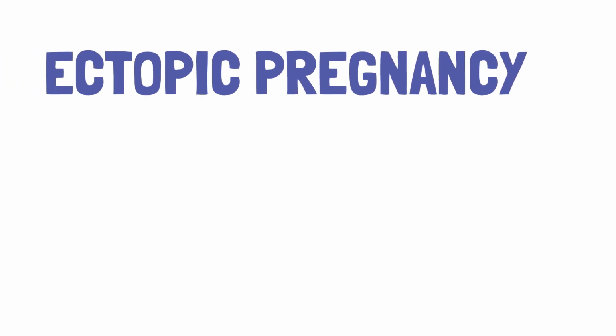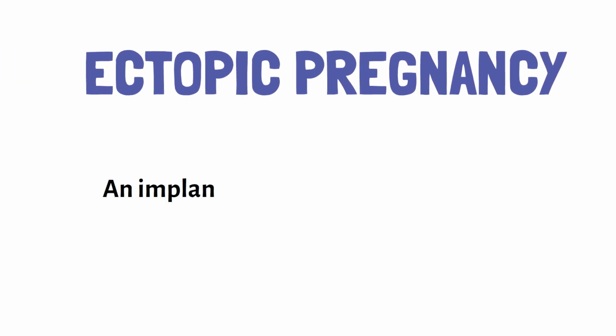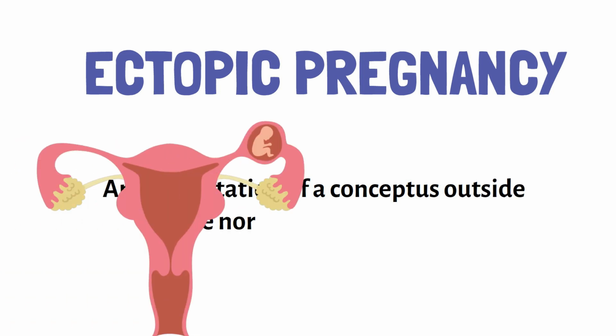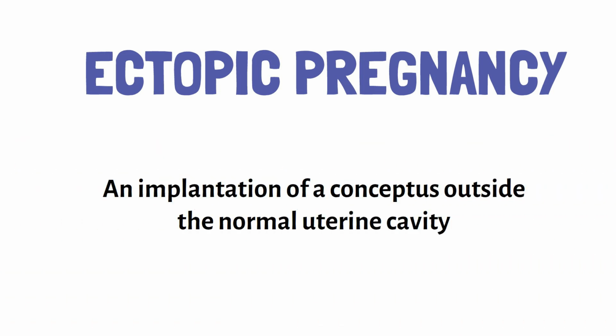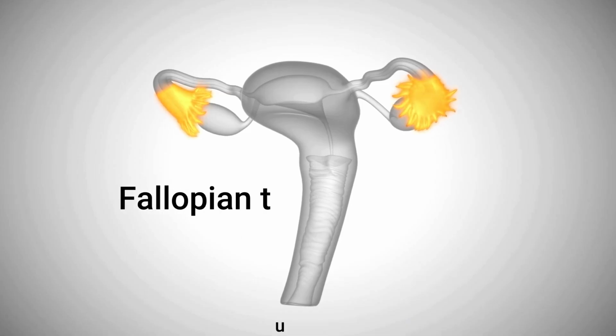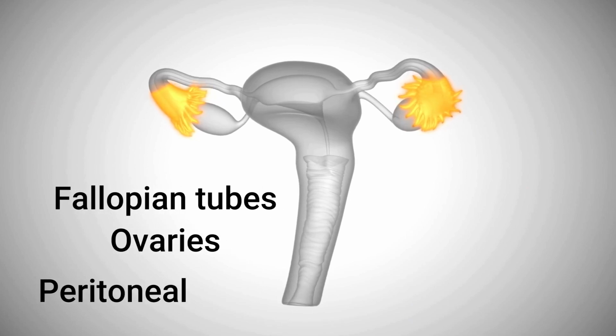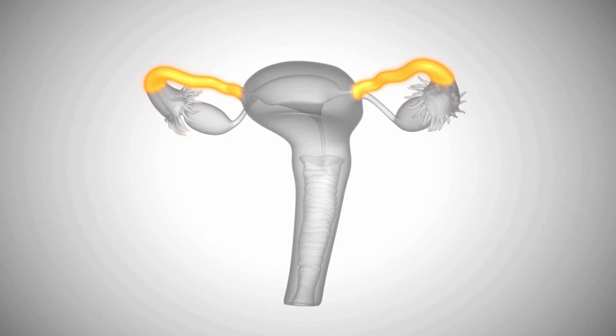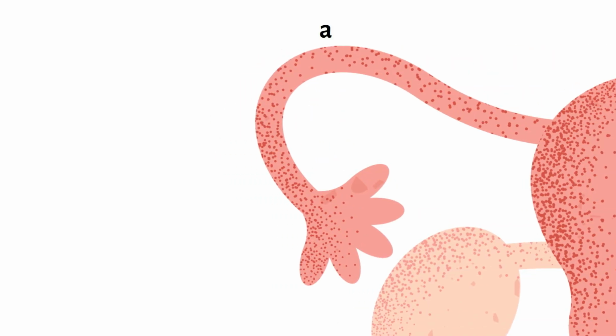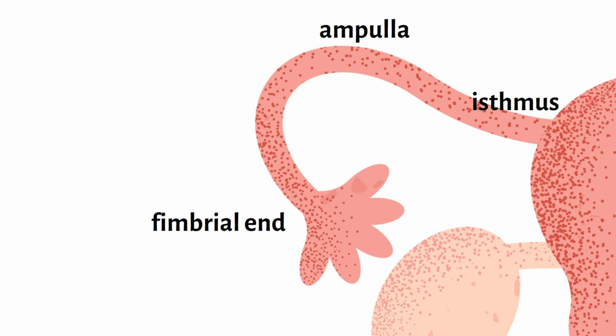This is an ectopic pregnancy. An ectopic pregnancy is defined as an implantation of conceptus outside the normal uterine cavity. The common sites of implantation are the fallopian tubes, ovaries, and the peritoneal cavity. In the fallopian tube, the distribution of sites of implantation are the ampulla, which is the most common site, isthmus, fimbrial end of the tube, and the interstitium.